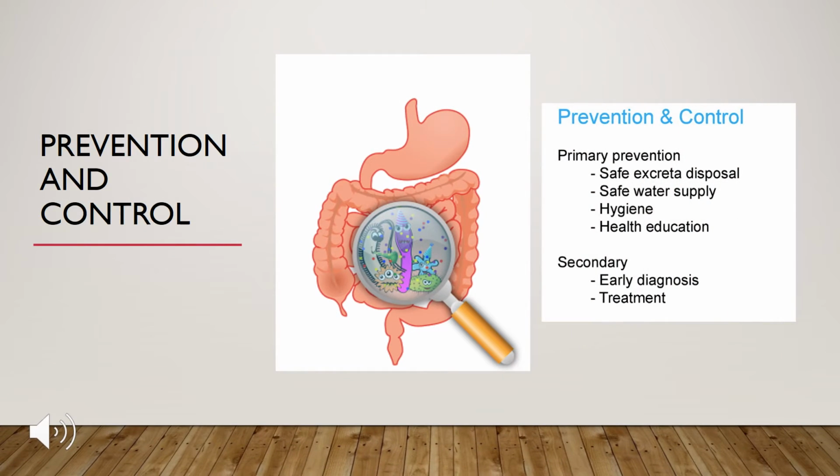Prevention and control. So how can you prevent and control the spread of amoebiasis? Primary prevention steps are safe excreta disposal, safe water supply, maintaining good hygiene, and obviously giving health education and the importance of hygiene to the students. Secondary prevention is early diagnosis and treatment.